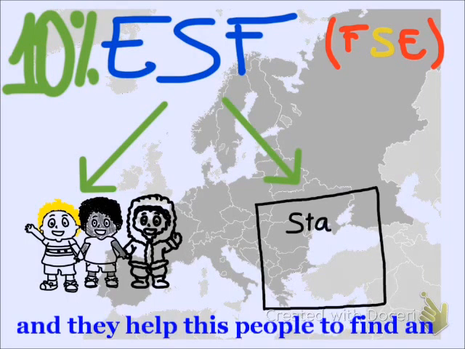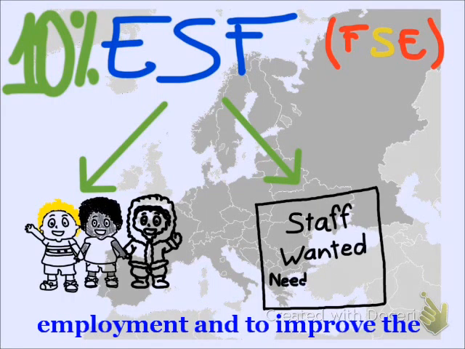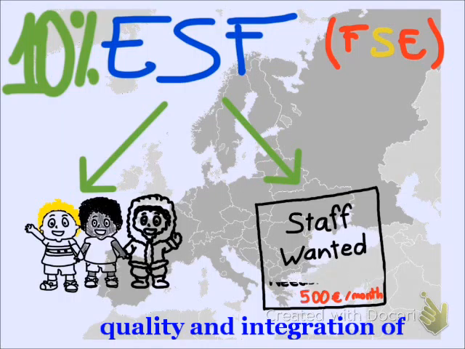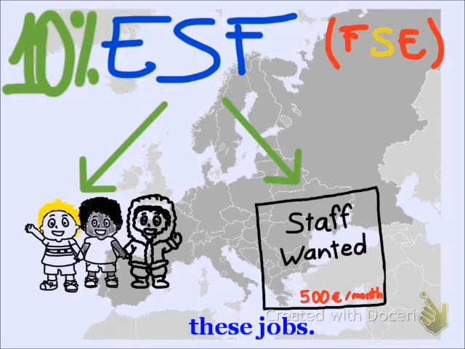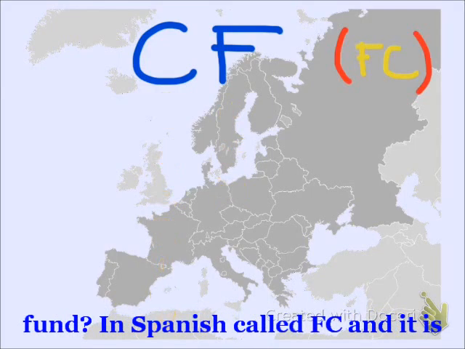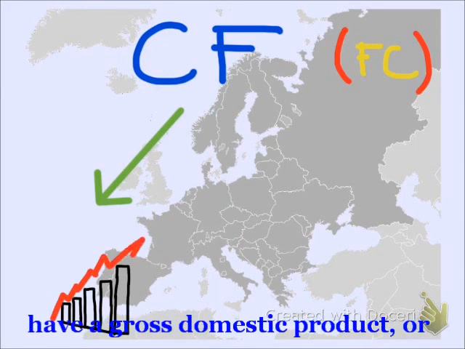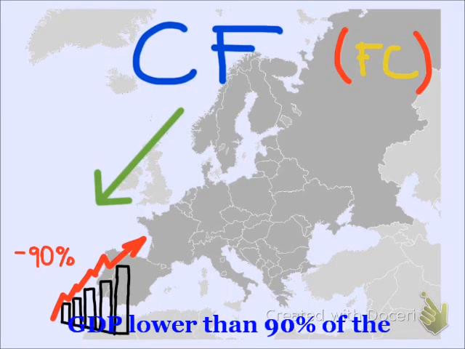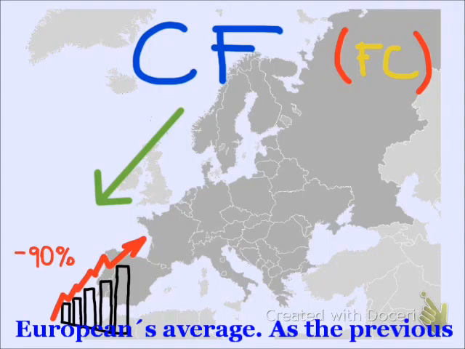And they help these people to find an employment and to improve the quality and integration of these jobs. And what about the CF, or cohesion? In Spanish it is called the FC, and it is destined to all the countries which have a gross domestic product, or GDP, lower than 90% of the European average.